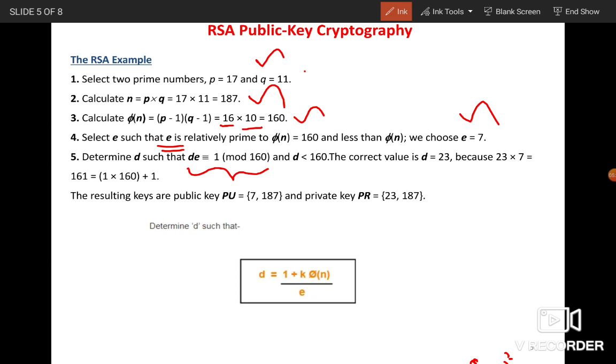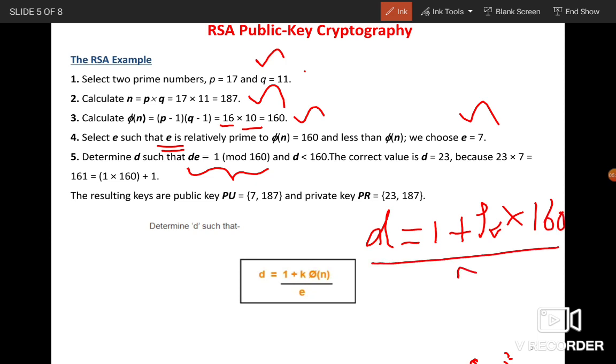So for that you can use one more formula, d equal to (1 plus k times phi of n) divided by e. For k you can go with 1, 2, 3 etc. We have to go from lower numbers. Phi of n value is 160, divided by small e, which is 7.